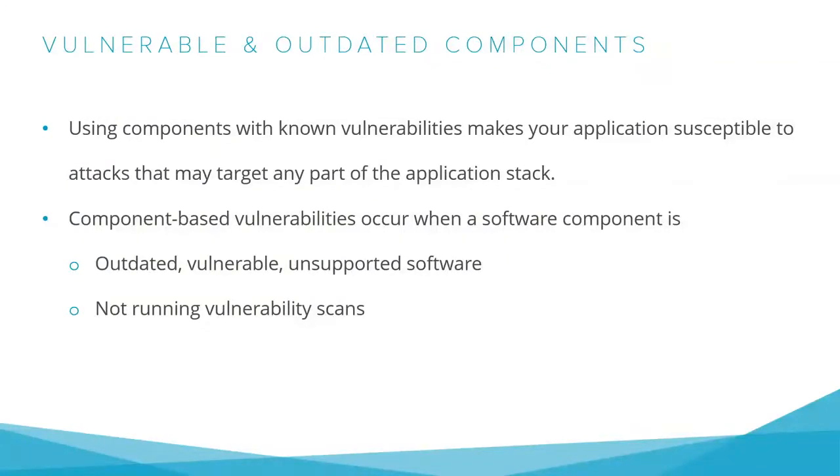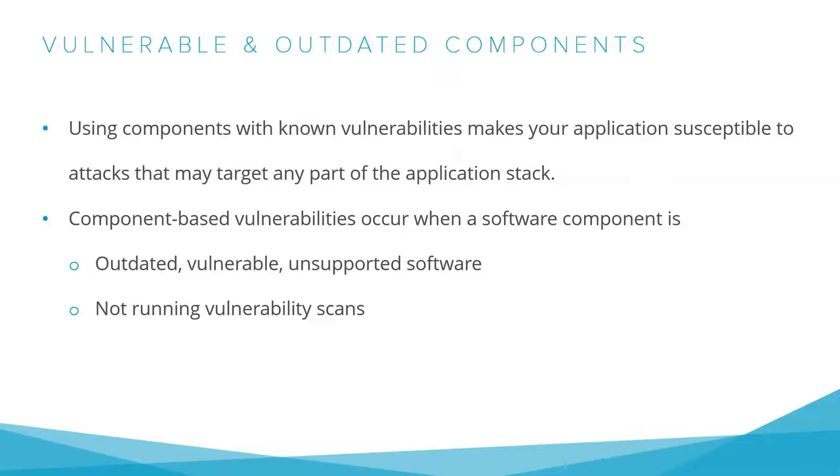The next security risk is vulnerable and outdated components. A software component is a part of a system or application that extends the functionality of the application, such as a module, a software package, or an API. Using components with known vulnerabilities would make your application prone to attacks that may target any part of the application stack.